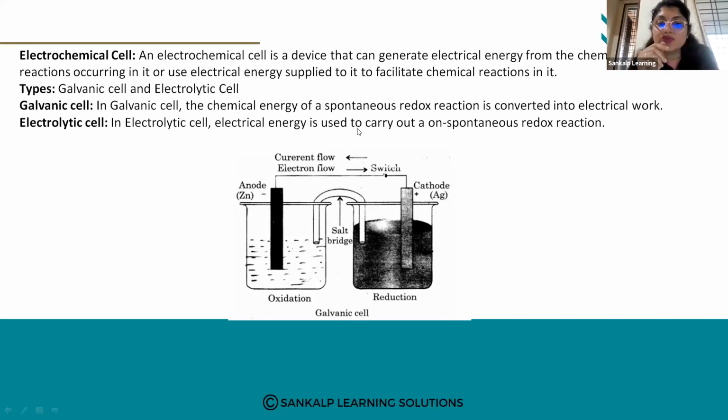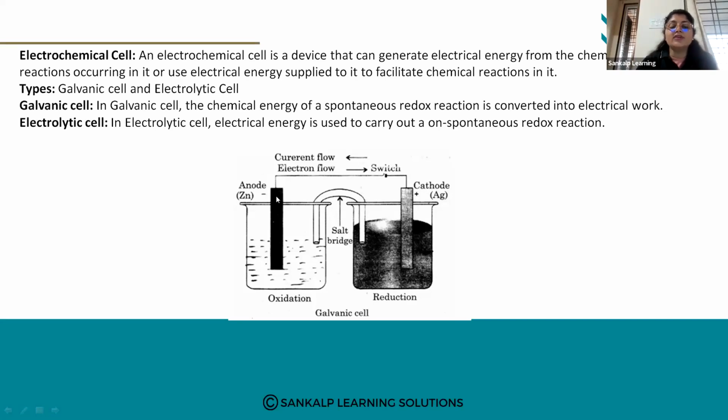There is a salt bridge. It connects the two solutions, the oxidation and the reduction. When the switch is on, the current flows in one direction and the electrons flow in the other direction. So this is the galvanic cell, and this is the working of the galvanic cell.